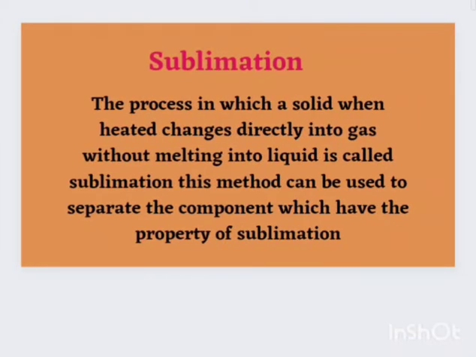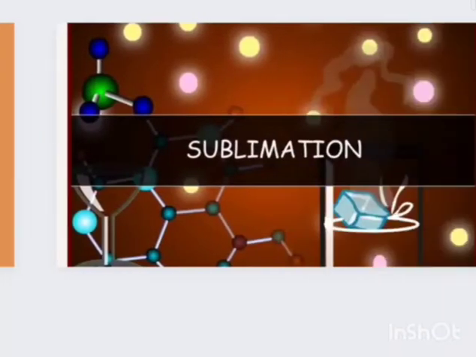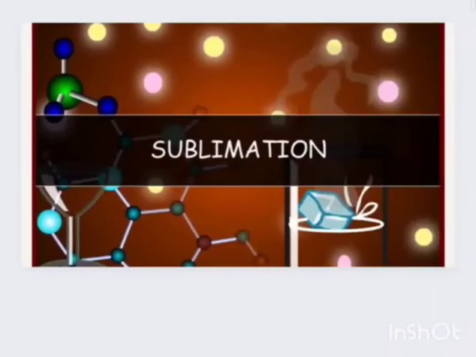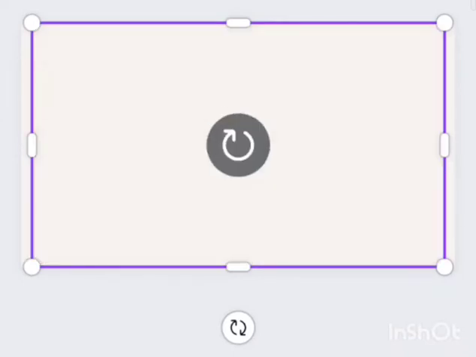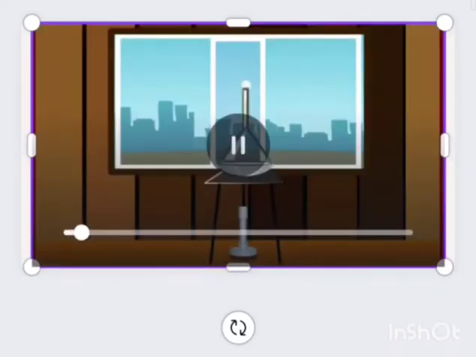Next separation method is sublimation. The process in which a solid when heated changes directly into gas without melting into liquid is called sublimation. This method can be used to separate the components of a mixture which have the property of sublimation. Let us see the sublimation process. There is a simple experiment to study sublimation.